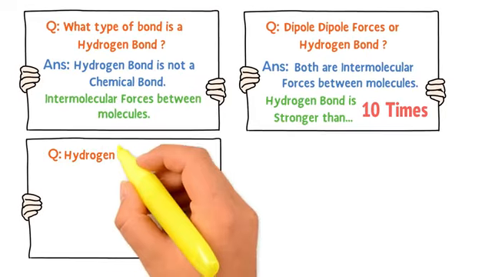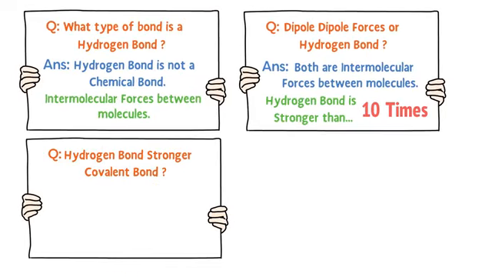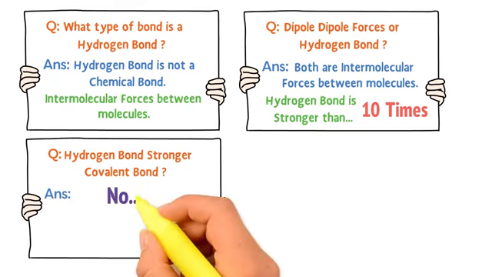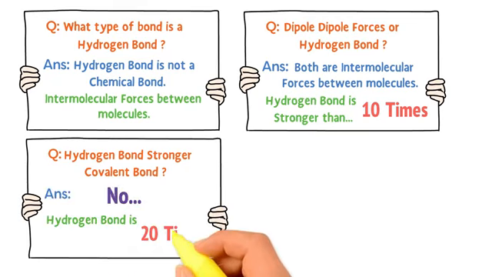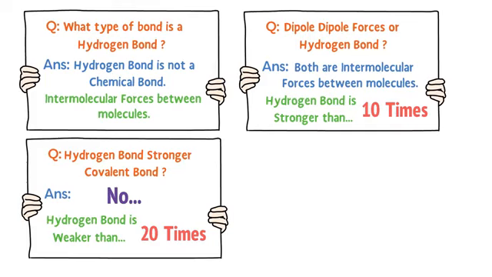Thirdly, is a hydrogen bond stronger than a covalent bond? The answer is no. Hydrogen bond is 20 times weaker than covalent bond. You can say that covalent bond is 20 times stronger than hydrogen bond.